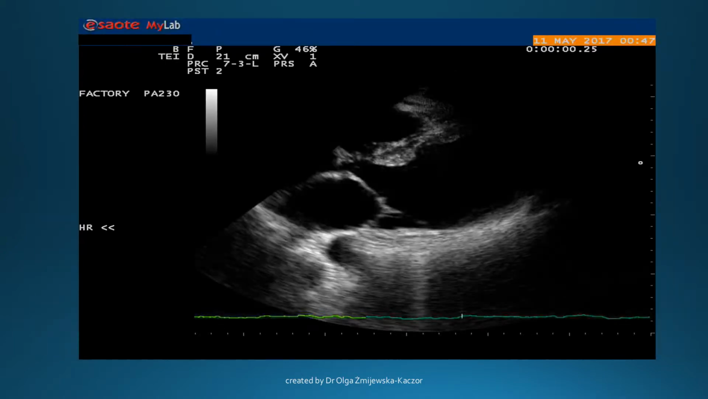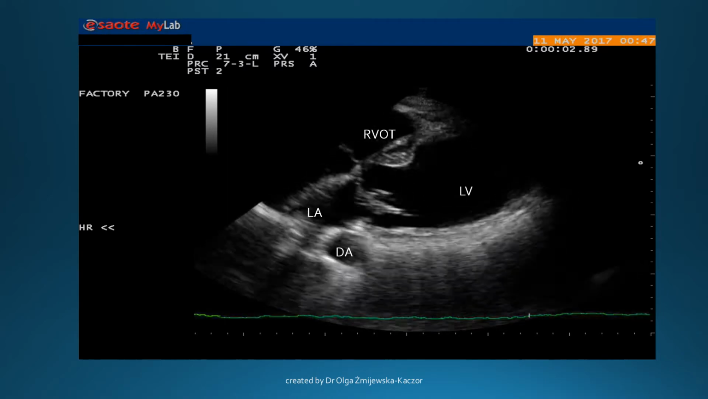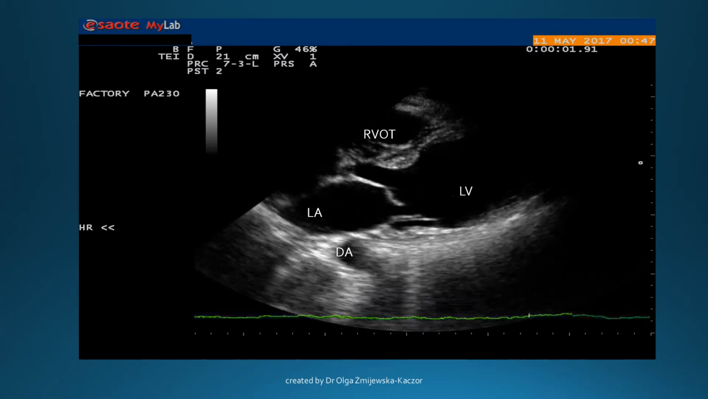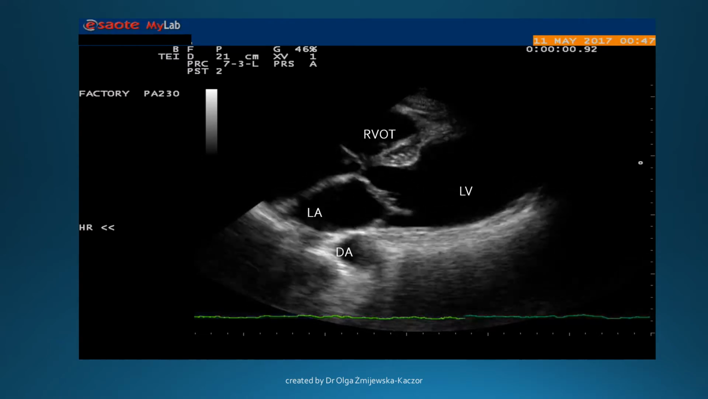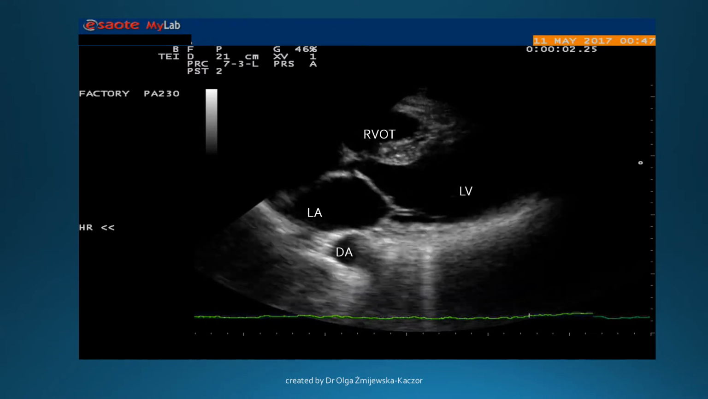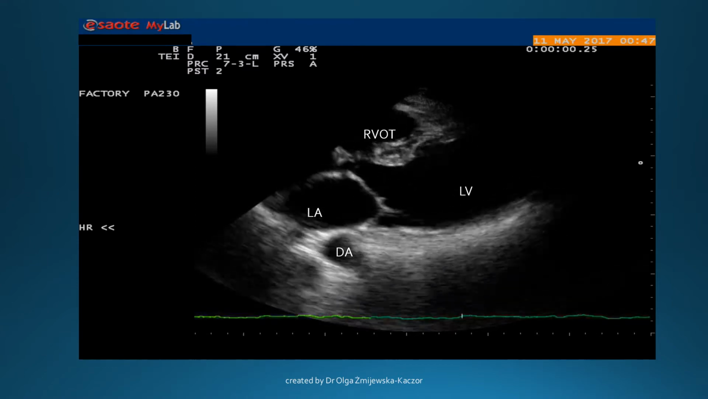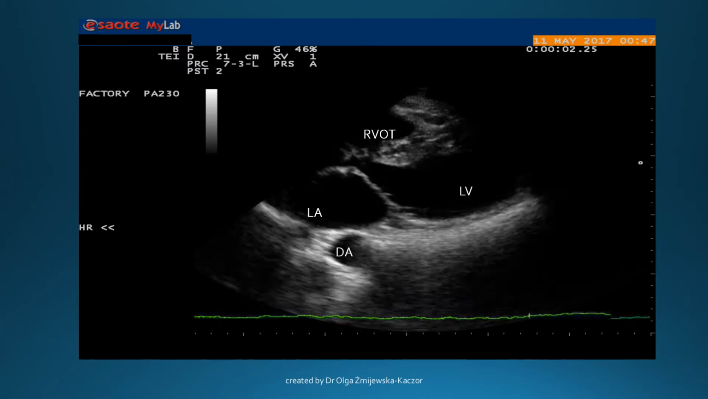Now this is one of my very first scans, and you can see again left atrium, left ventricle, descending aorta, right ventricular outflow tract. The only difference is I placed the marker in the wrong position. So as you can see, in the beginning you still will make some mistakes, but if you can distinguish the right from the left heart, it doesn't really matter in the end. You can still diagnose your patient.